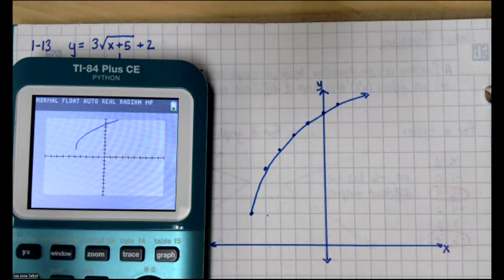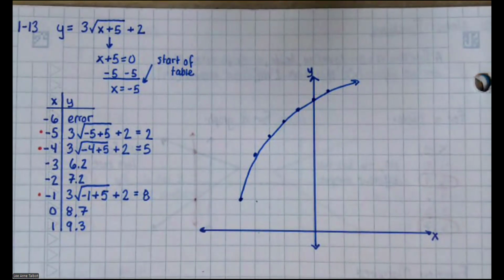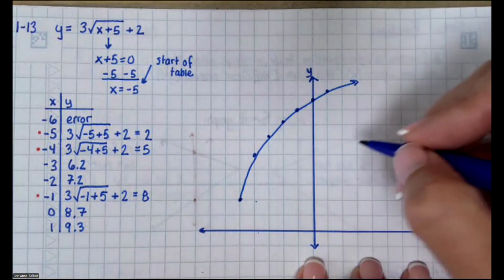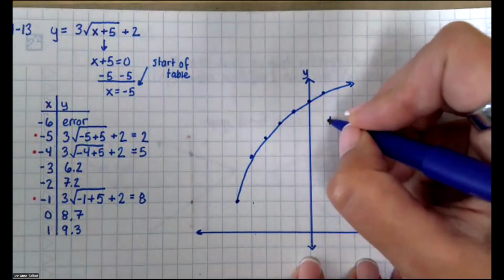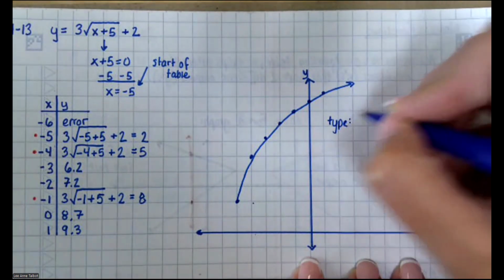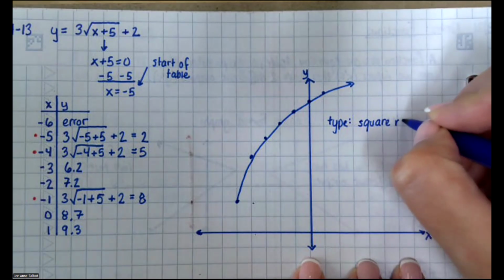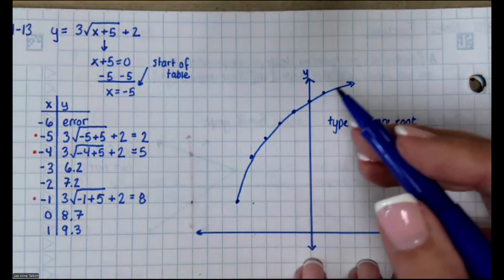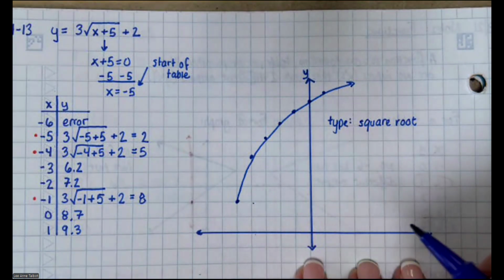Okay, now what we're going to do is analyze the graph. This is the last part. So over here, we're going to list some traits about the graph. The type of graph is a square root. This is a square root graph. Square root graphs look like a curve with an arrow in one direction.